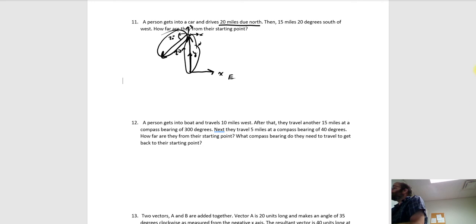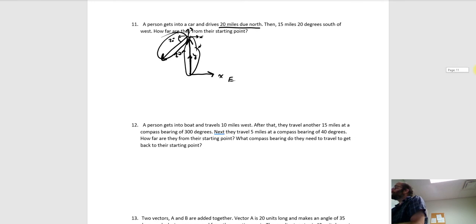All right, number 12. A person gets on a boat, travels 10 miles west. So similar to number 11, start with a coordinate system. Then draw this first vector, 10 miles west. After that, you draw a 15-mile vector at a compass bearing of 300 degrees.